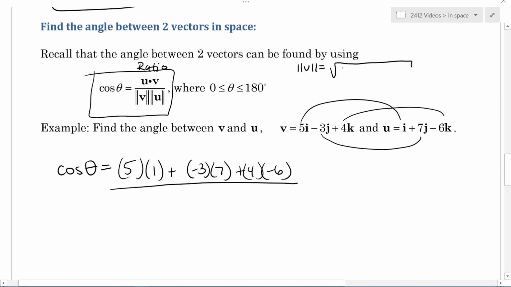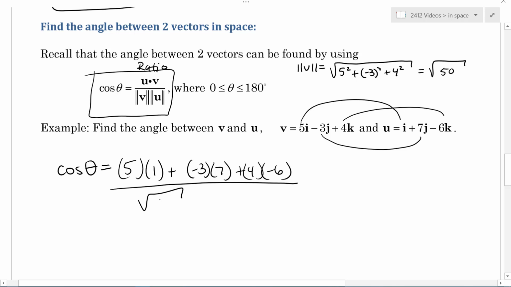So that's going to be the square root of 5 squared plus the second component squared, so negative 3 squared, plus 4 squared. Okay, so what is that? It's 25 plus 9 plus 16. Looks like I get the square root of 50.